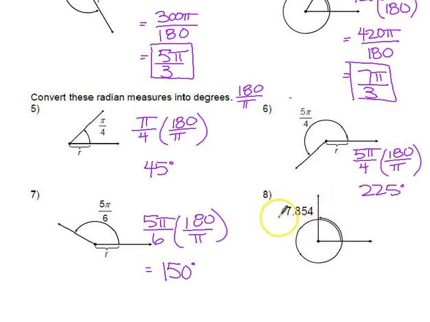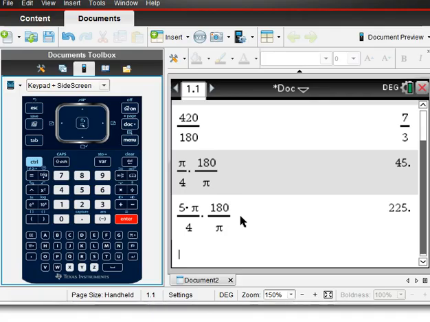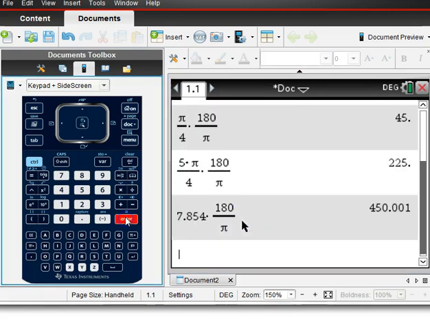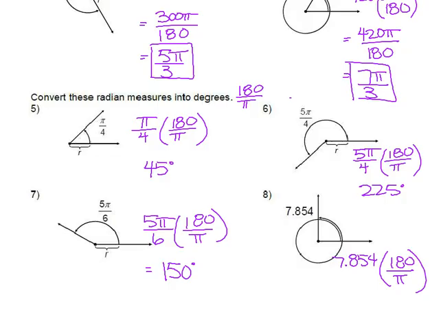Alright, so this last one's a little different. This one is saying that it's 7.854 radians. So to figure that out, we're still going to multiply it by the same conversion factor. So let's go do that on our calculator. So we have 7.854 times 180 divided by pi. And when we do that, we get 450.001. So I'm just going to go ahead and write this whole thing since it's not very long.